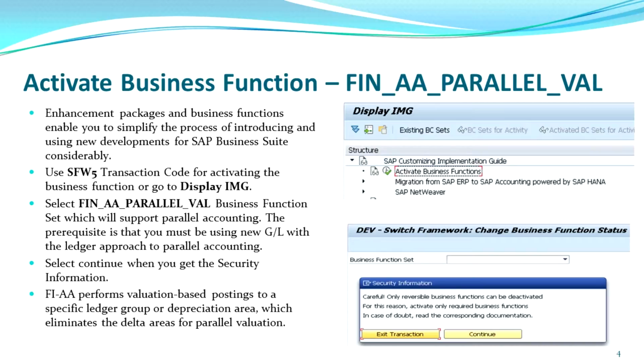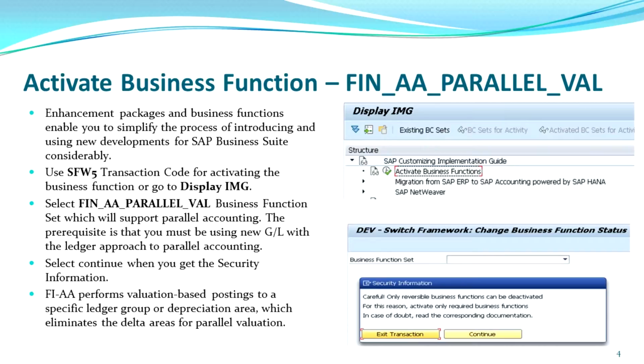The prerequisite for parallel valuation is that you must be using new GL with the ledger approach to parallel accounting. After the activation of this business function, asset accounting performs valuation-based posting to a specific ledger group or depreciation area, which eliminates the delta areas for parallel valuation. So this will basically eliminate the reconciliation for the depreciation.